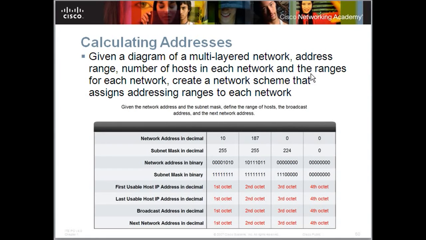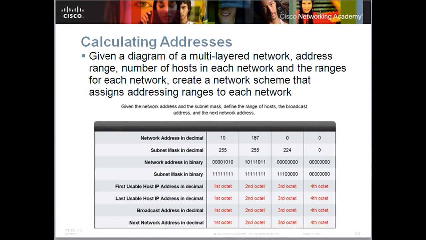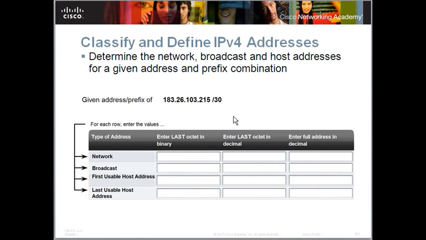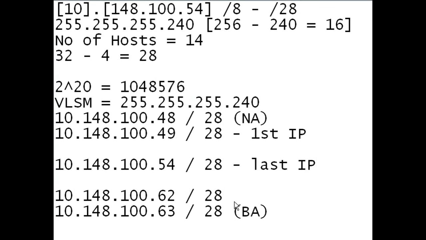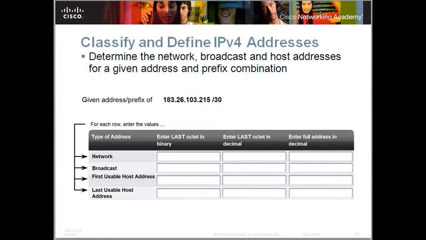183.26.103.215/30. So let's calculate this. Now next we are calculating very fast. I am calculating this: 183.26.103.215/30. It means the subnet mask is 255.255.255.252. You do the calculation.